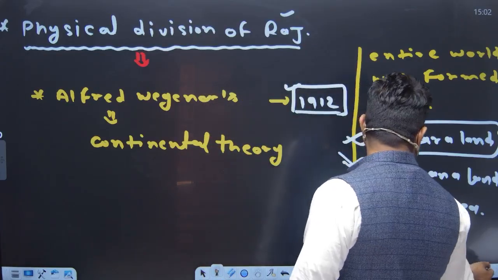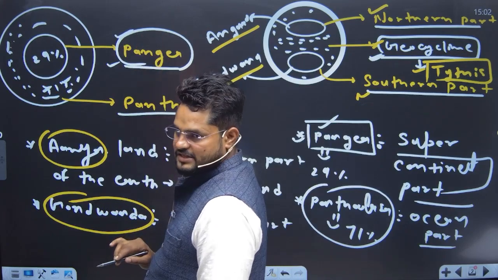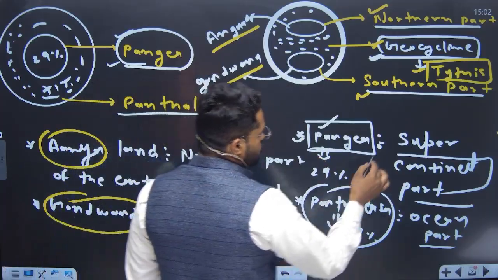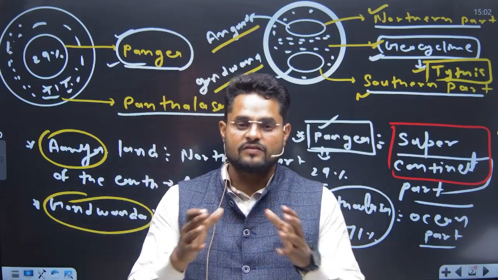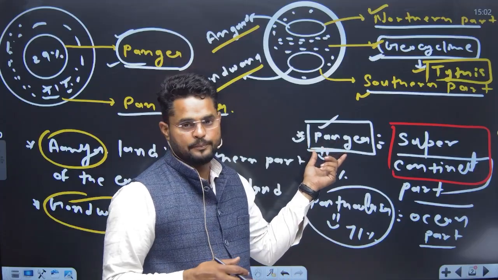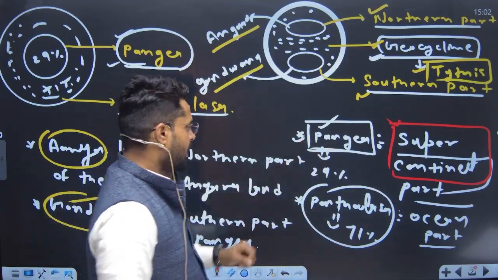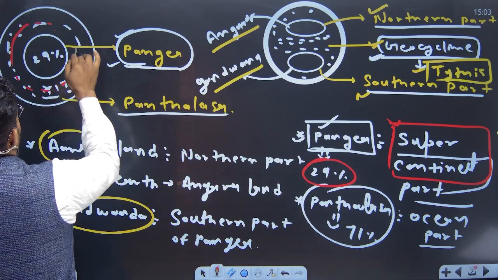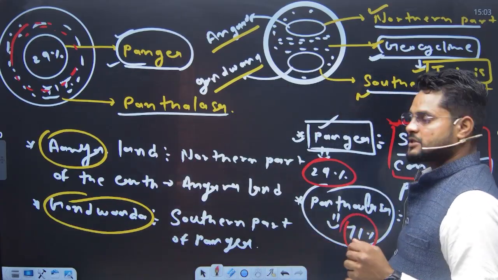Dear student, according to Alfred Wegener, the entire world was one body which is known as Pangea. What is Pangea? The supercontinent part of Earth. We know that our Earth is divided into seven different continents, but all these seven continents are part of Pangea. It is the culmination of Pangea. So the supercontinent part of Earth is known as Pangea, which is 29% of Earth. And around Pangea there was a geosyncline, an ocean part known as Panthalassa, which is 71% of Earth.